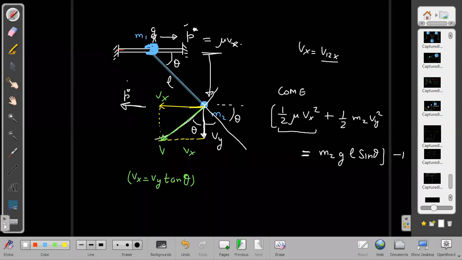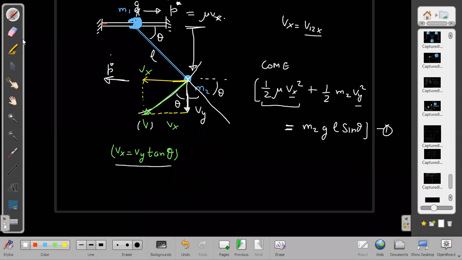And how many unknowns are in this? Two variables, Vx and Vy, but those are related to each other. I can write Vx as Vy tan theta, or Vy as Vx cot theta. Then how many unknowns will be there? Just Vx is the unknown remaining now, and we can get Vx so easily. So let us do that. Or I can obtain maybe V only. Let us see what is more convenient: should we obtain V or Vx?